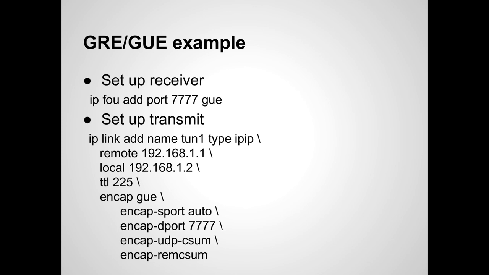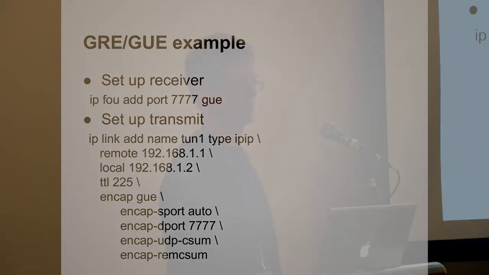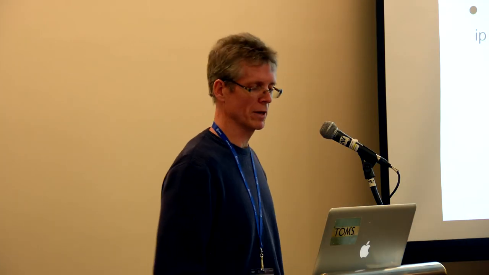On the transmit side, we do a very similar thing to what we did before. We just create an IPIP tunnel. In this case, we say encap GUE instead of encap foo-over-UDP. Same thing, and this also just shows enabling the outer UDP checksum and remote checksum offload commands.